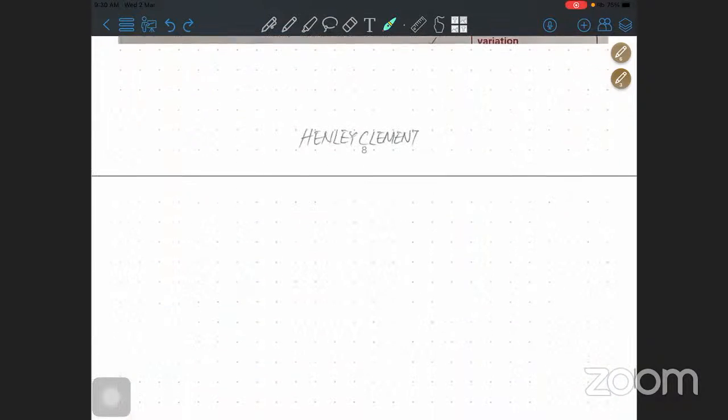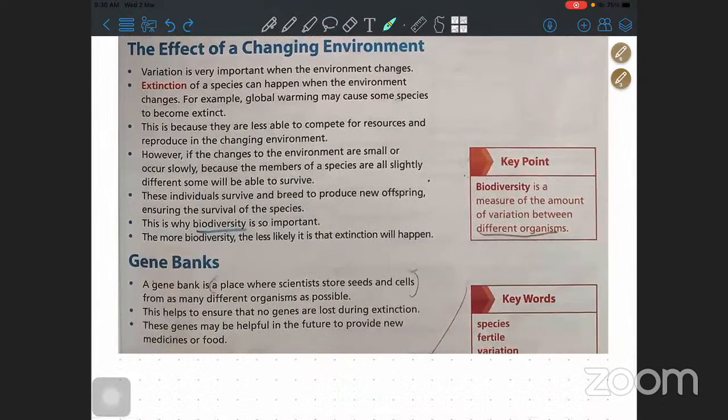This is the last part for today. We have the gene bank, which is a place where scientists store seeds and cells from as many different organisms as possible. They want to store the genetic information, and also the seeds and the cells. This helps to ensure that no genes are lost during extinction. Even though extinction happens, we still want to keep the gene information. This gene may be helpful in the future to provide new medicine or food.